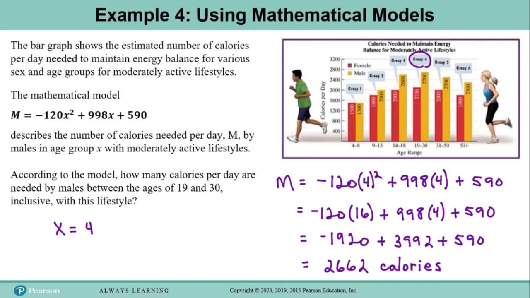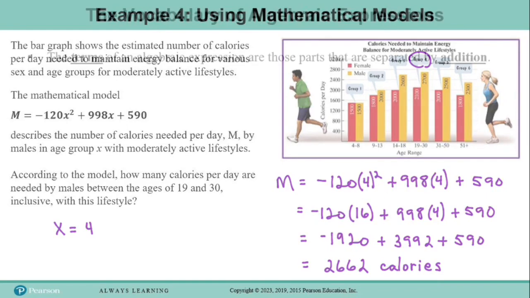And now if you look closely at the graph, you can see that males are represented by the yellow bar in each age group, and so they predicted a calorie need of 2,700 for males in this age group. Our model or our formula actually found 2,662 calories, so probably what happened is they just rounded. It's not a very big difference, but it is a little difference.